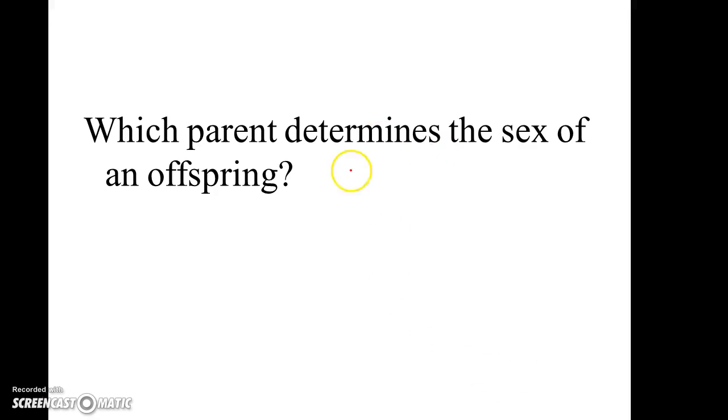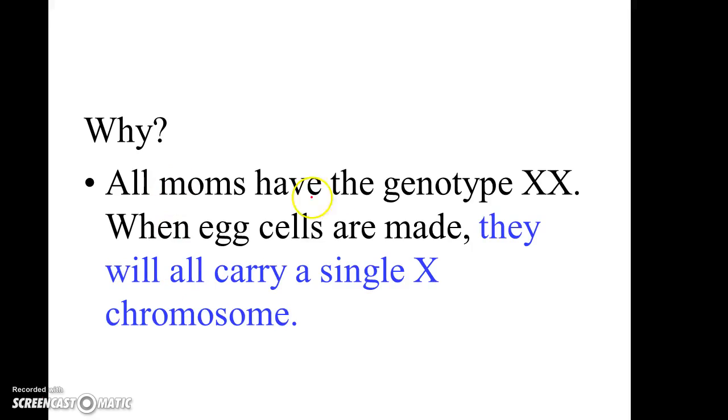So which parent determines the sex of an offspring? So we have the mom and the dad. Who determines the sex? The dad does. So it's the guy who determines the sex of the offspring. Alright? So, why? So all moms have the genotype XX. If you're a girl, you're going to have this XX.